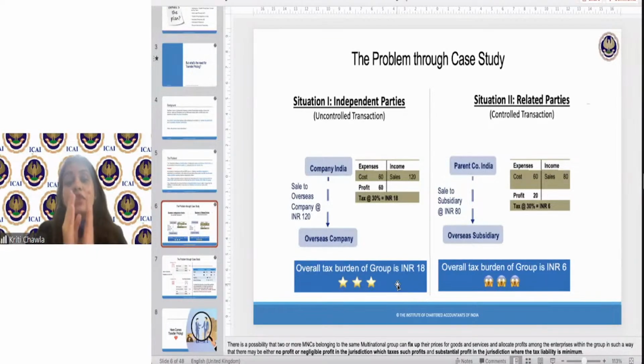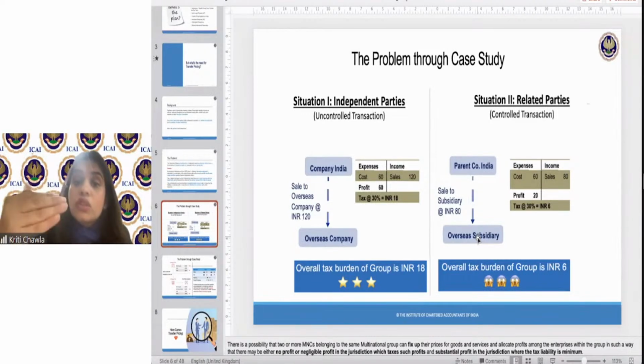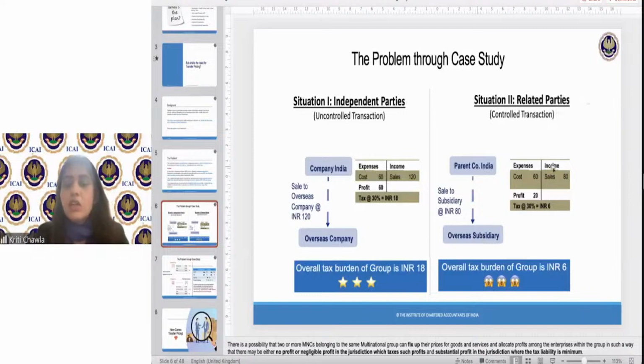Now, we'll look at the same situation, but let's say it now happens between related parties. So there is situation 2, which is the same transaction happening between related parties. I'm going to talk about what a controlled transaction is in a while. In this situation, the parent company is in India and it has an overseas subsidiary. So now instead of some random enterprise, the parent company is transacting with its own subsidiary, which is outside India. The good is the same, everything is the same, just that they are related to each other now in situation 2.